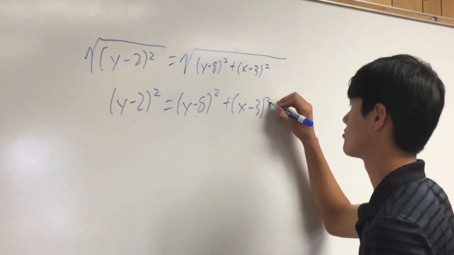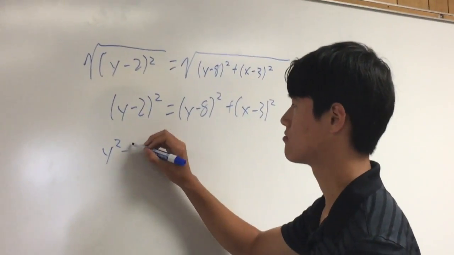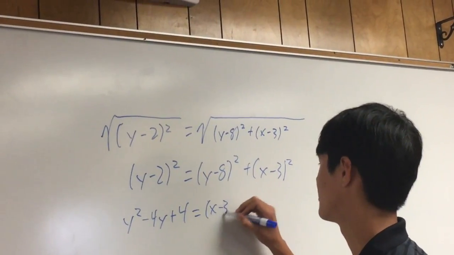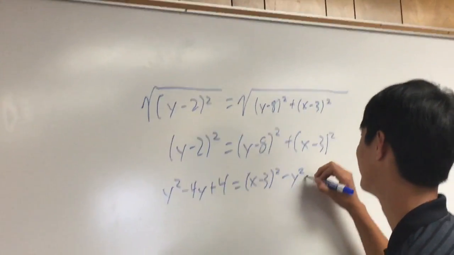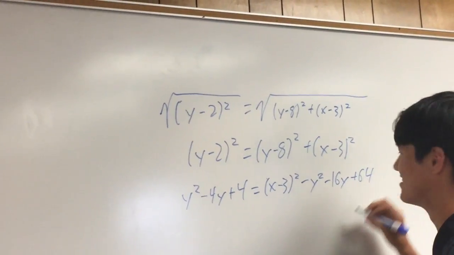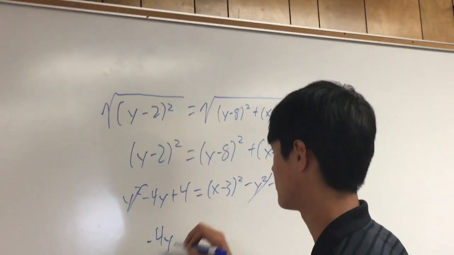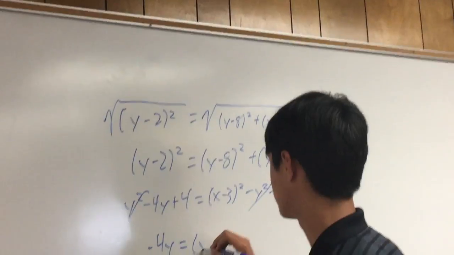The first step would be to expand (y minus 2) squared and (y minus 8) squared using the FOIL method. We don't need to expand (x minus 3) squared because it's part of the final equation. From here on, it's easy. Just use basic algebra to isolate the y.